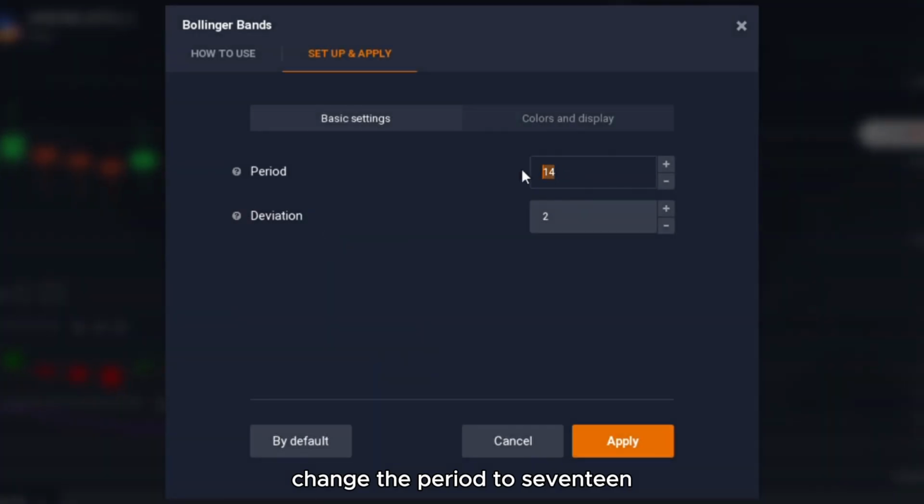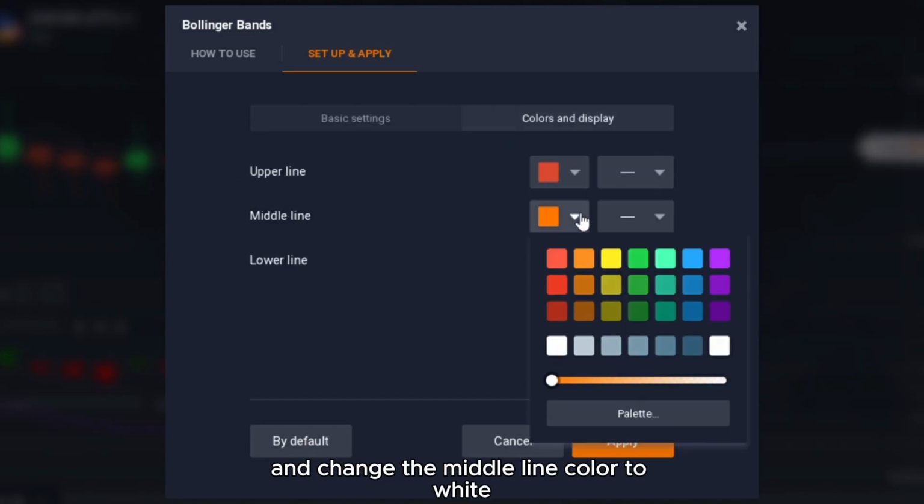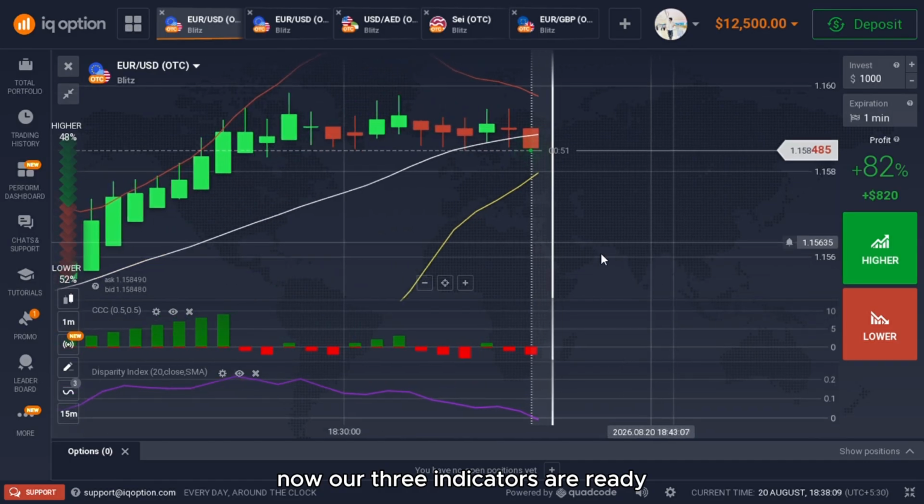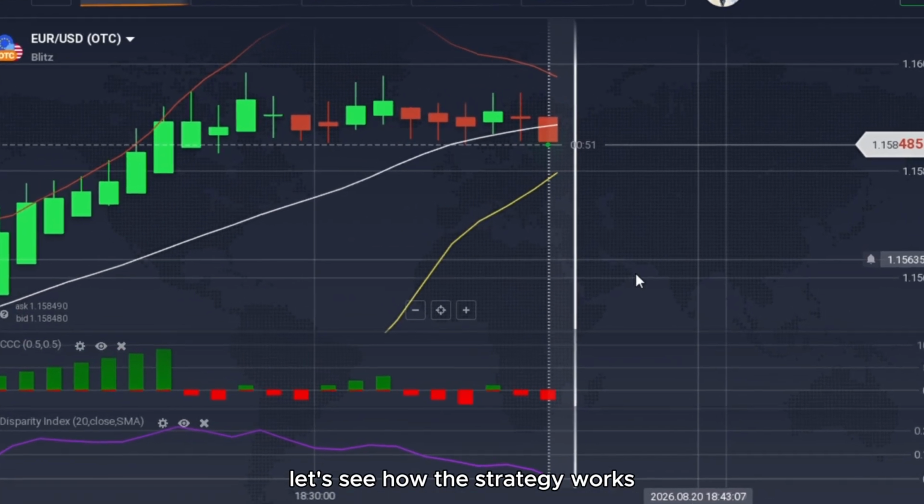Change the period to 17 and set the deviation to 2.5, and change the middle line color to white and make the lines thicker. Then click Apply. Now our 3 indicators are ready. Let's see how the strategy works.